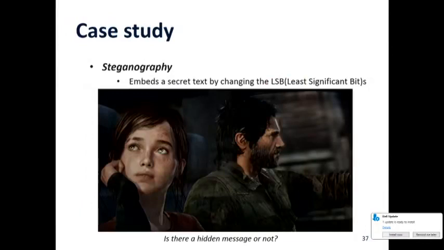And here, let me explain a few case studies we have gone through. We have a steganography program that embeds a secret text in an image by changing the least significant bit of each pixel in the image. Here, our setting is we have an image that potentially contains a hidden message or not. We don't know whether it actually contains a text message. By just looking at it, it's really difficult to tell, because even though the image contains the secret message, it does not really change a lot. It just changes the least significant bit.